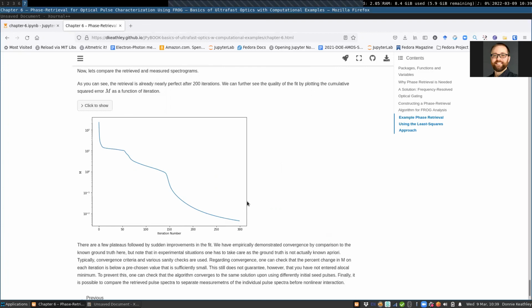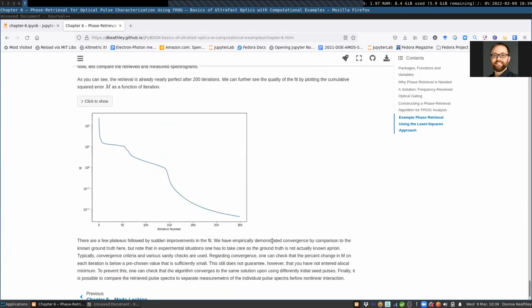This brings up a good point, though. Notice we could keep going, and it would keep getting better. So what are the limitations to this? Well, in reality, you would have some noise, right? So this error would start to plateau as you hit the noise floor.